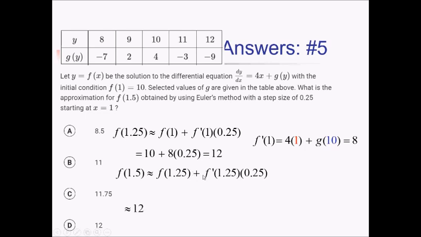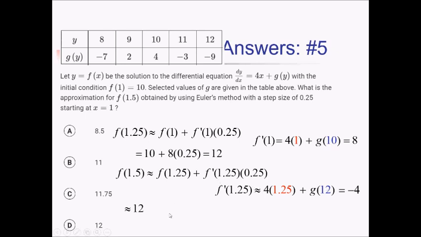So that's going to be, let's see, f of 1.25 was approximately 12 when we found that earlier. F prime of 1.25, that's going to be 4 times the x value, 1.25, plus g of the y value that goes with this. Now, the y value that goes with this, basically f of 1.25, is this 12 that we just found here. So we're doing plus g of 12. So 4 times 1.25, that's going to be 5. G of 12 up in the table here is negative 9. So 5 minus 9 gives us negative 4.